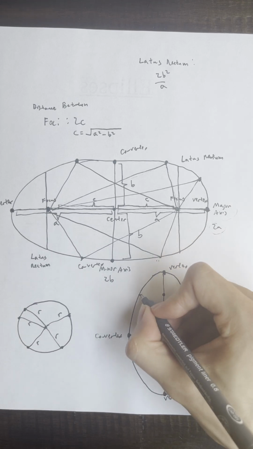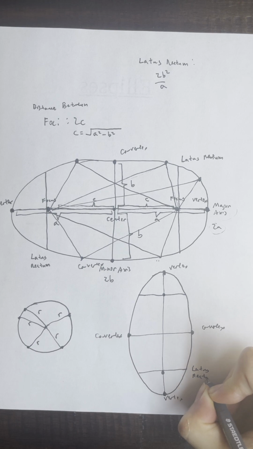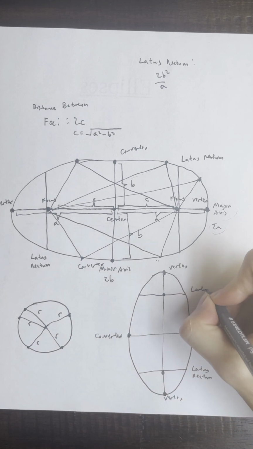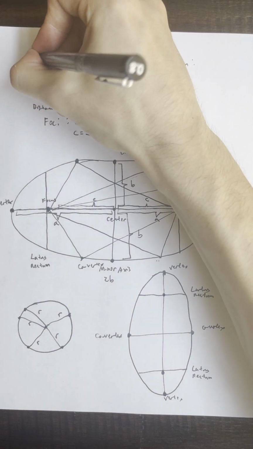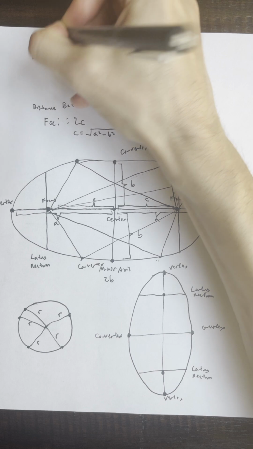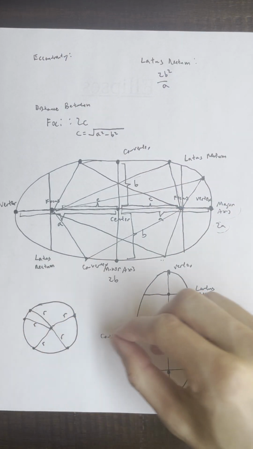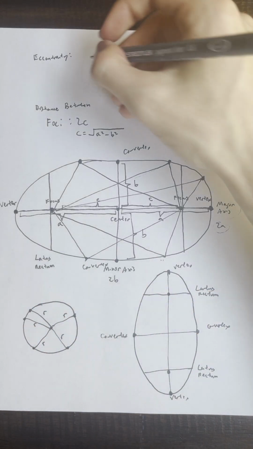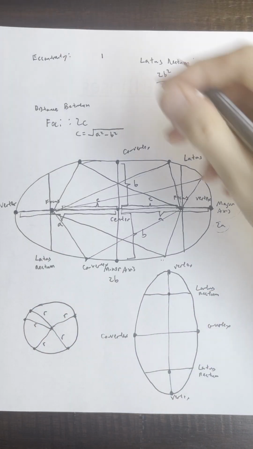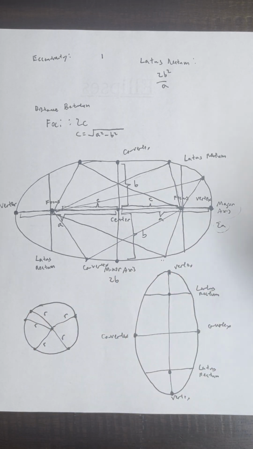It would be here and here. Latus rectum. Now, what does eccentricity mean? Eccentricity just means how much you stretched the initial circle by. So if you stretched the circle by a lot, you're going to get an eccentricity pretty close to 1. But if you barely stretched it at all, then you're going to get something closer to 0.